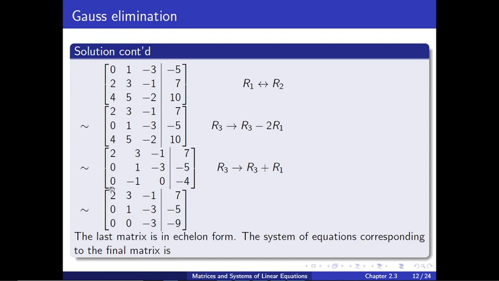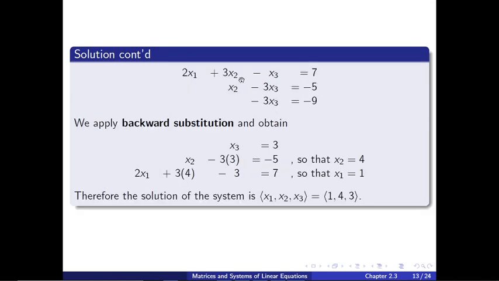And now the system is in echelon form, right? Or the matrix is in echelon form. So now when we get to echelon form, we can easily solve the system of equations. So we can rewrite the system now.